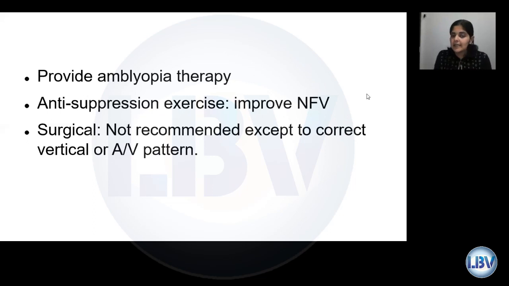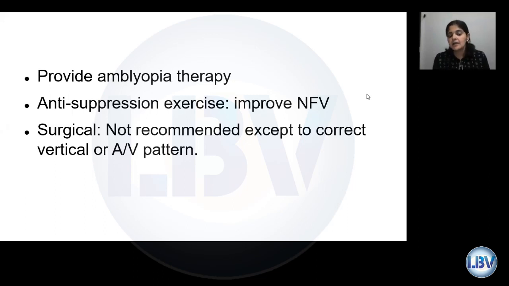And if there is any amblyopia, you provide amblyopia therapy that goes simultaneously side by side, and you also do your anti-suppression exercises to improve your negative fusional vergence so that you improve their fusional vergence ranges.